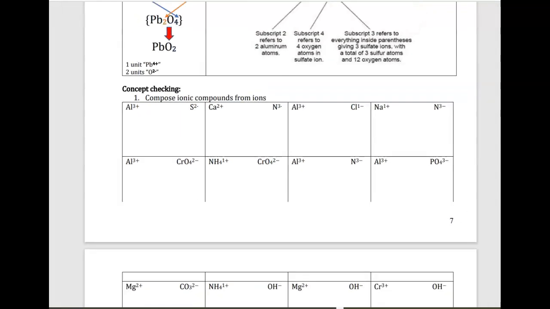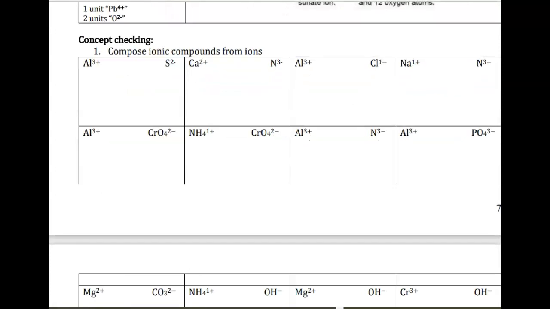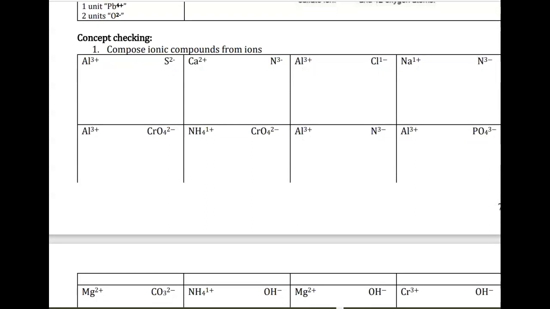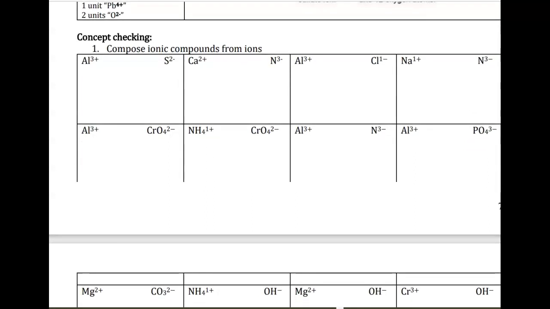Let me do this. Okay, aluminum. Aluminum. Something happened. Okay. Aluminum. Great. Aluminum 3 plus. Okay, let's see. Variables. Okay. Aluminum 3 plus and sulfide 2 negative.